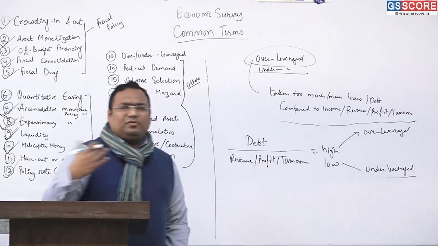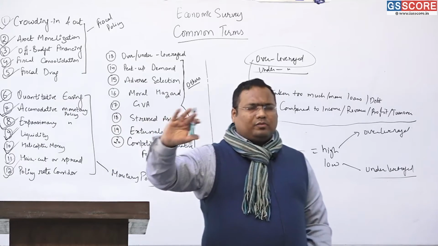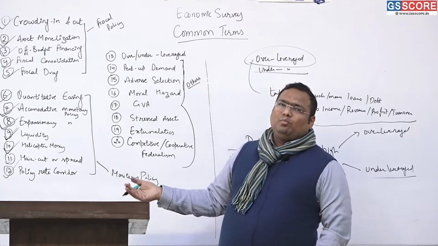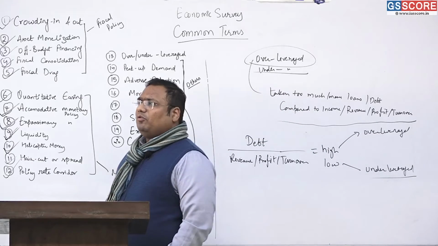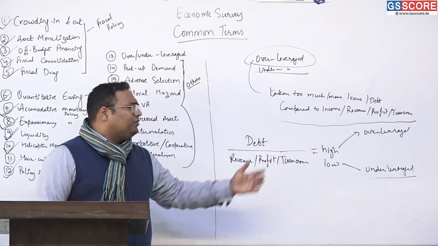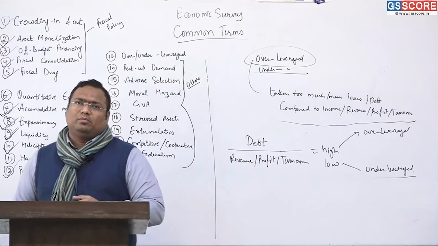That means you still have scope of taking more loans. Compared to your profits, which are high, you've taken very few loans. You can very easily take more loans if you want to open more factories. If you are under leveraged, it is very easy to take a loan and open a factory. If you are over leveraged, then there is a problem.